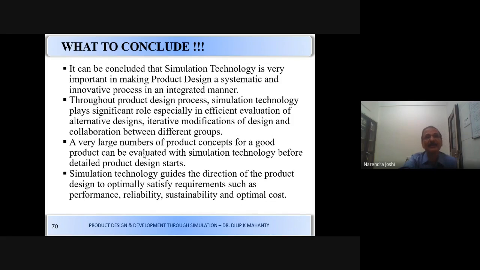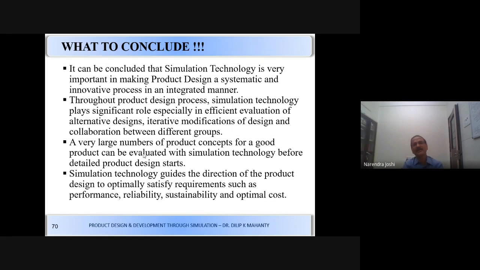So what is to conclude? We can conclude that simulation technology is very important in making product design a systematic and innovative process in an integrated manner. Typically in the Indian context, there are a lot of places where we were not present even 3 decades back, and we are very much there today. We are doing fantastically well in space engineering, nuclear simulation technology, weapons systems, metal systems, and software design development. In that, in fact, we are the best in the world today. We conceptualize to make things happen.